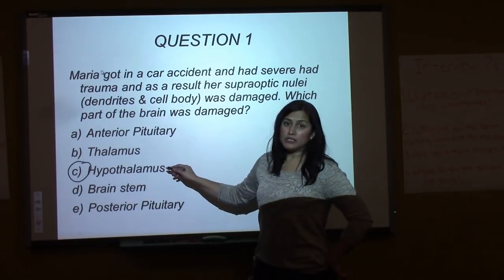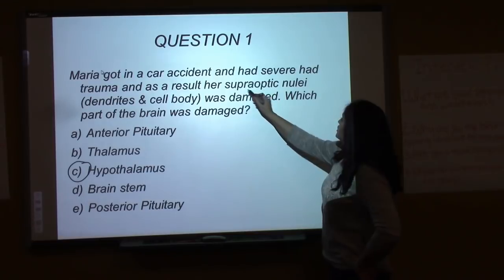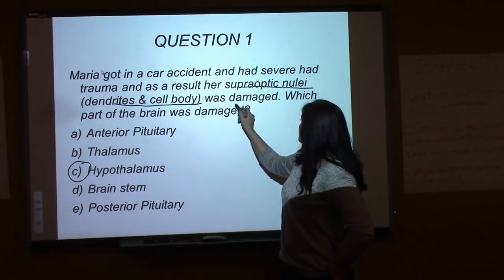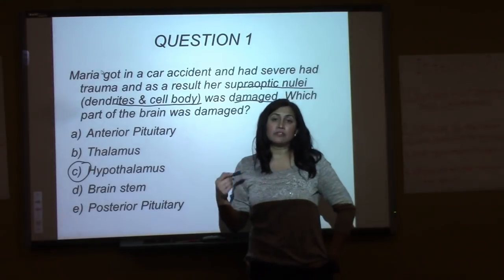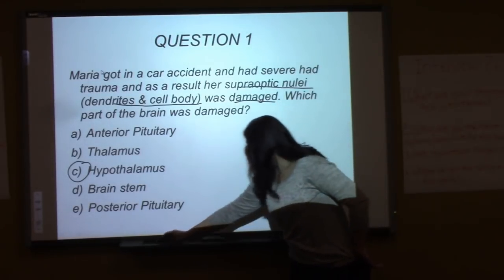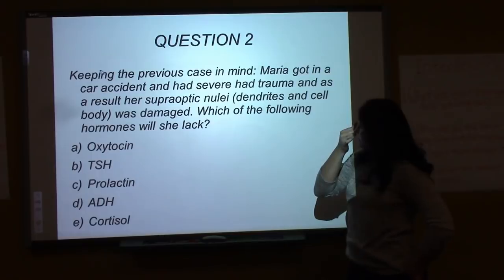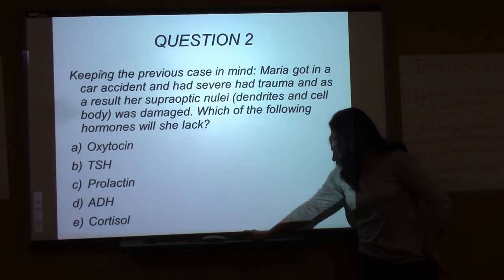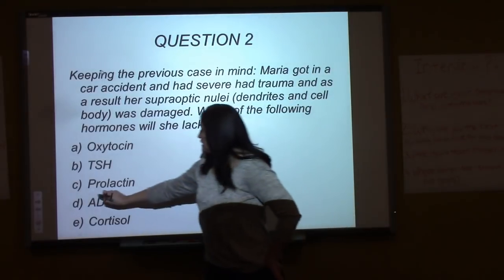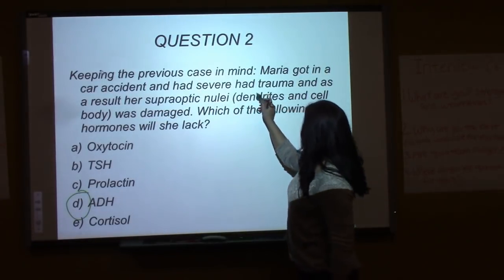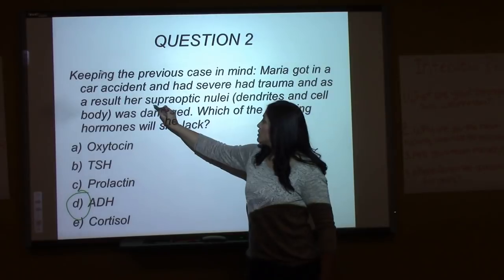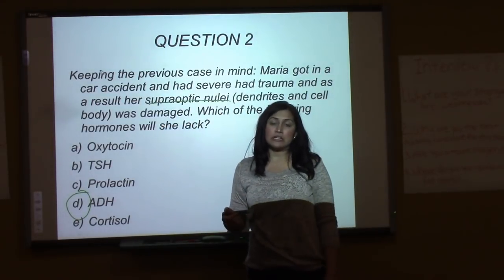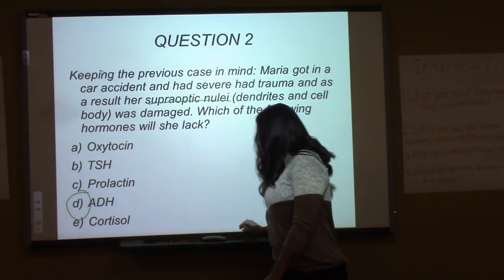It's the hypothalamus, because it says that the supraoptic nuclei, the dendrites and cell bodies, were damaged. Where are those located? Within the hypothalamus. The answer is ADH, because it tells you it's the supraoptic nuclei. Supraoptic nuclei produces and secretes ADH. Okay.